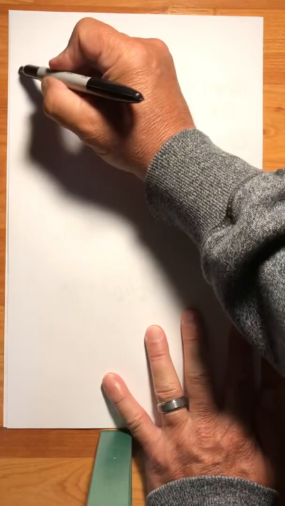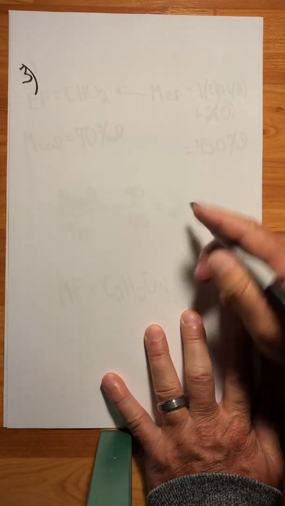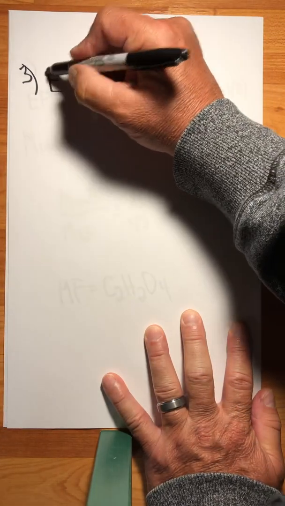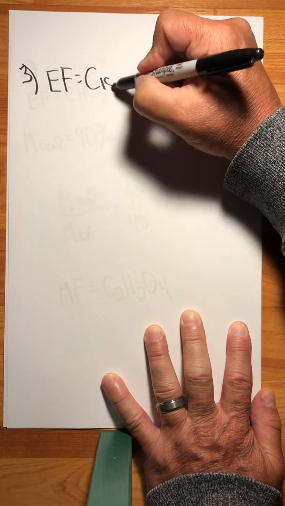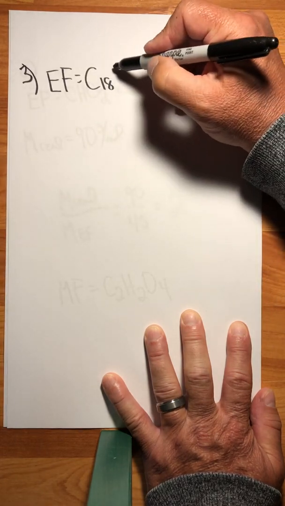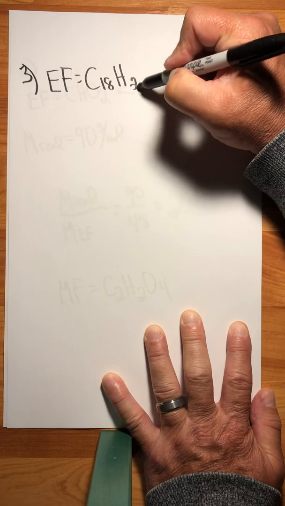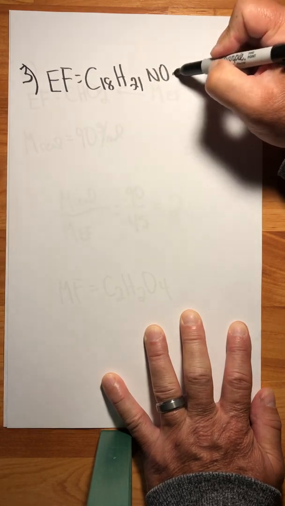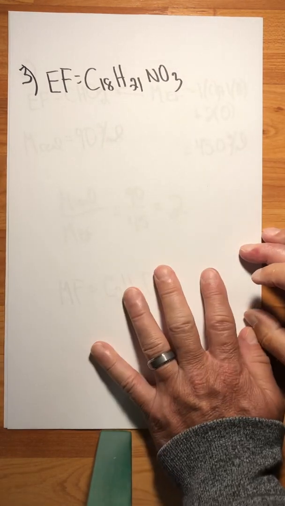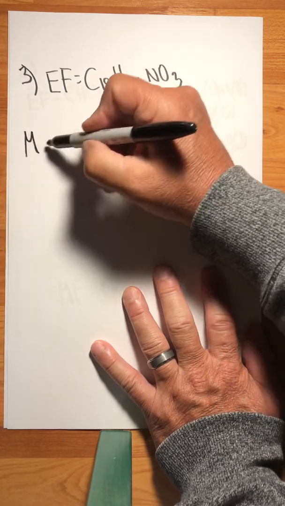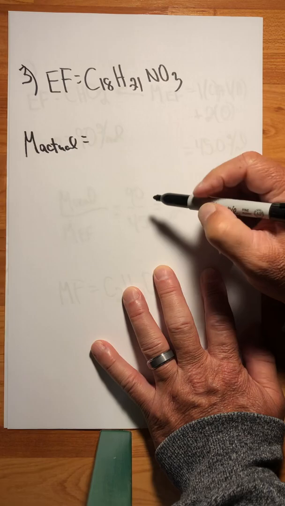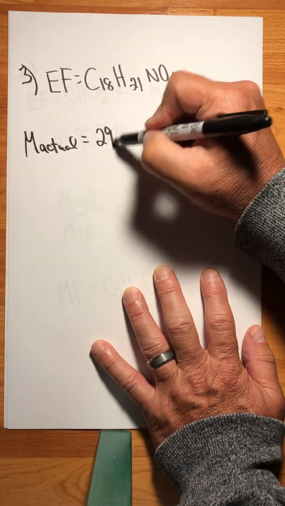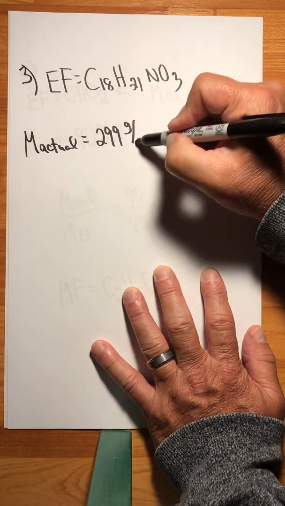The last, oh no, second last one, sorry. Number 3, I give you the empirical formula of codeine, C18H21NO3. That's a monster, okay? And I give you the actual, so you can write actual or real, obviously they mean the same thing. This is 299 grams per mole.